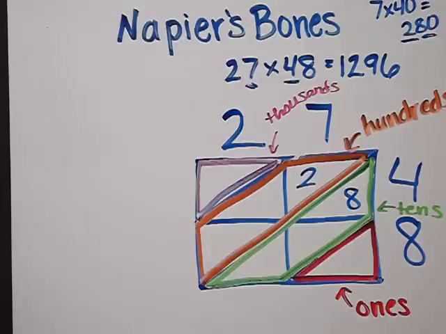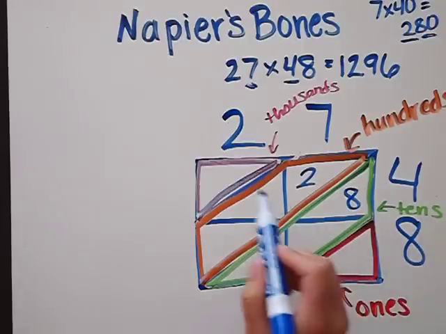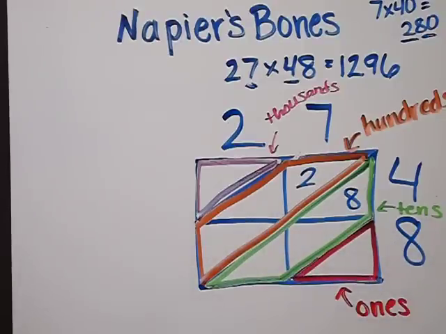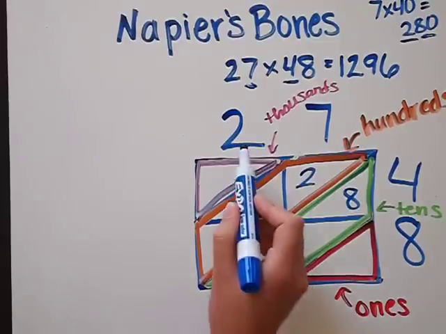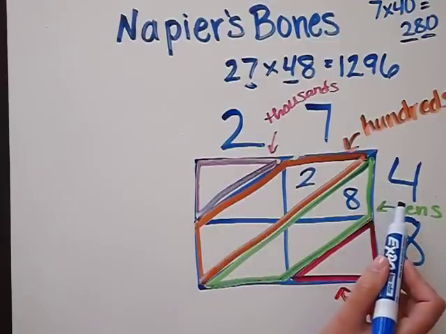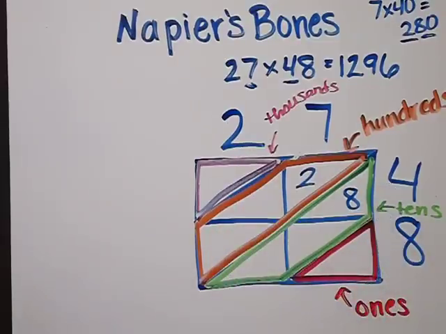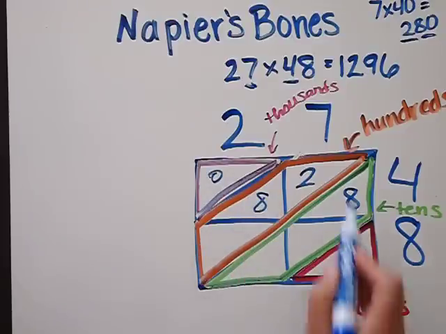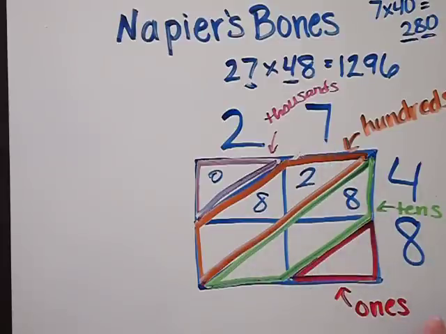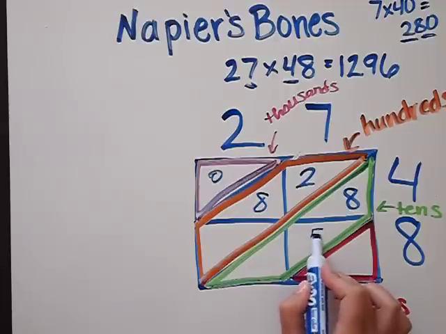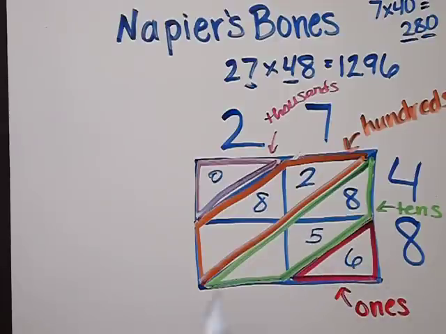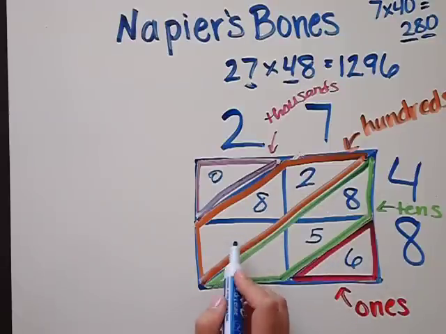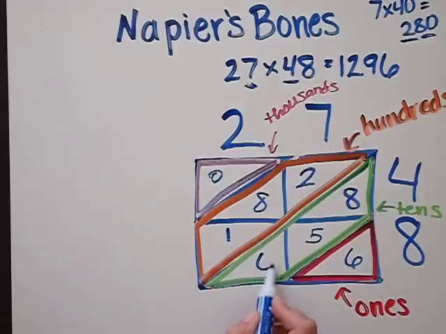So we can continue in this manner and multiply the rest of the rows by columns to obtain 20 times 40, which is 800, or 0 thousands, 8 hundreds. 7 times 8 is just a normal 7 times 8, so you get 56, or 5 tens and 6 ones, and then 20 times 8 is 160, meaning 16 tens.